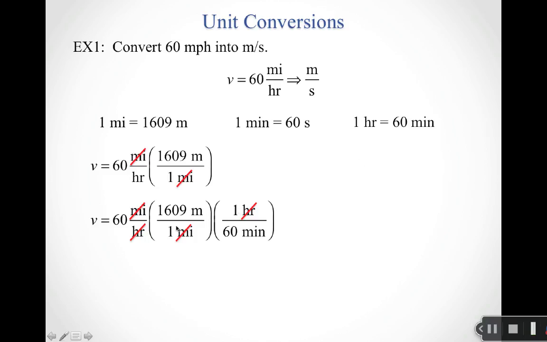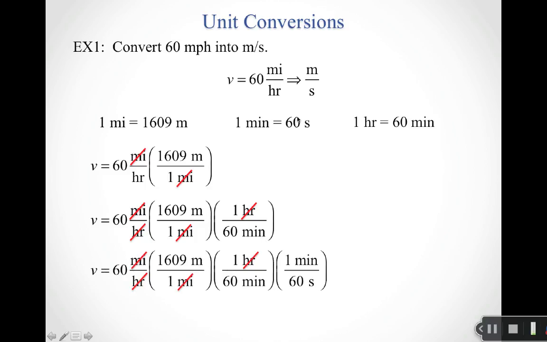So here I've got miles has canceled, and I've been left with meters. Hours has canceled, and I've been left with minutes, so I need to go one more step to get into seconds. And so that's where I'm going to multiply, so that my minutes on bottom, I'm going to multiply with the fraction where I put minutes on top. That way those cancel out. And again, what I'm left with is the seconds on bottom.